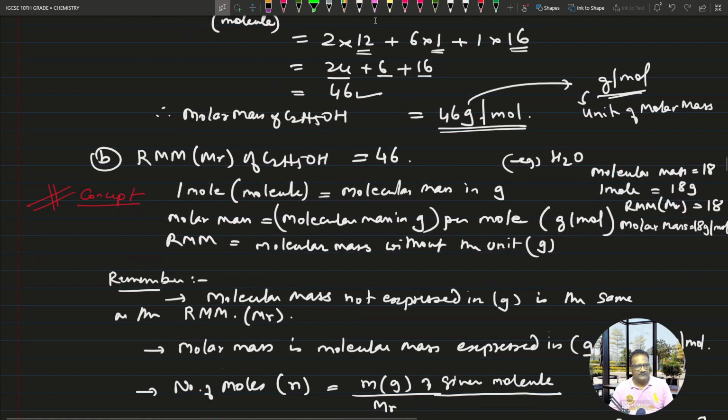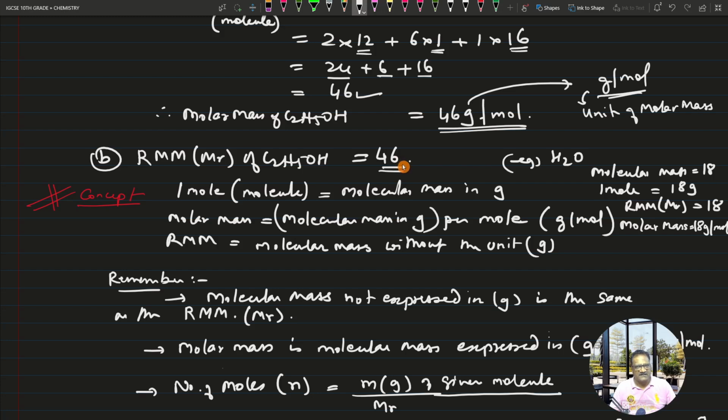Now, the next one is you are asked to find out the RMM value of ethanol. Now, the RMM value of ethanol and the molar mass of ethanol both should be the same. Only thing is in RMM you are not going to express the value in gram. So this 46 you are not going to add gram in front of that. So only you are going to write 46. So the relative molar mass of ethanol is just 46.